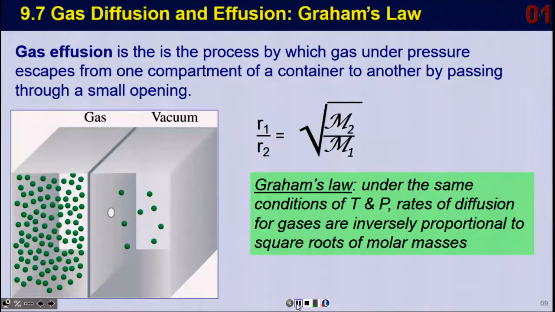So the process where the gas escapes from one compartment to another by passing through a small opening is called effusion. And their rates of diffusion are going to be inversely proportional to the square roots of the molar masses. And this final equation is the way we're going to end up using it. All right, so ready to pull out your math skills.